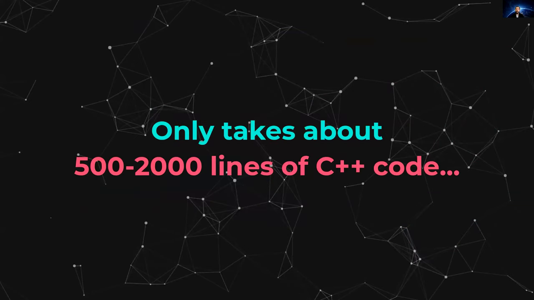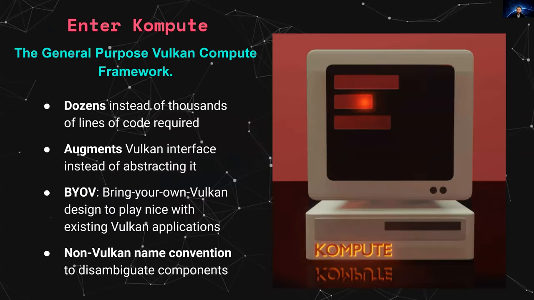And being able to build the foundation code required to actually run a simple program in Vulkan only takes from 500 to 2000 lines of C++ code, right? And these are some of the motivations for the Kompute framework itself. Kompute enables developers to get started interacting with the Vulkan SDK with dozens instead of thousands of lines of code. And the key thing to emphasize here is that the core principle is to augment the Vulkan interface instead of abstracting or hiding it.